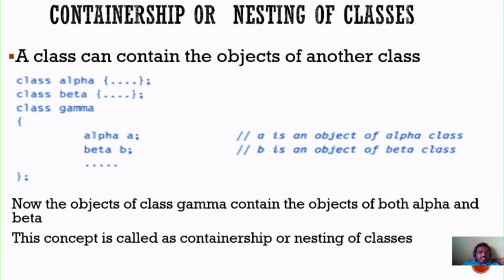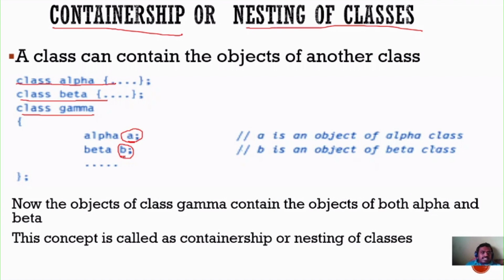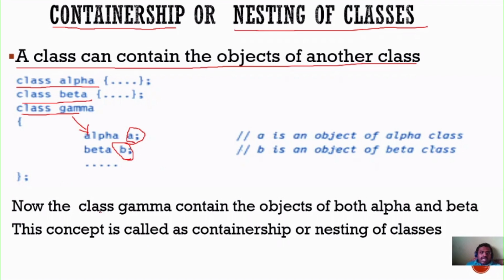That's the last content. Now we come across the last topic, that is containership or nesting of classes. Let us consider a class called alpha, another class called beta, and now class gamma. Inside the gamma class, the objects of the alpha class as well as the objects of the beta class can be contained. A class can contain the objects of another class, and we call this containership or nesting of classes. The class gamma contains the objects of both alpha as well as beta, and this concept is called containership or nesting of classes.